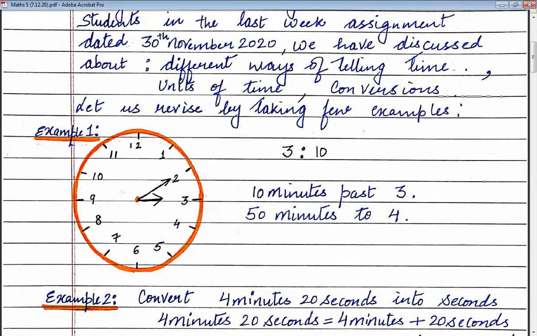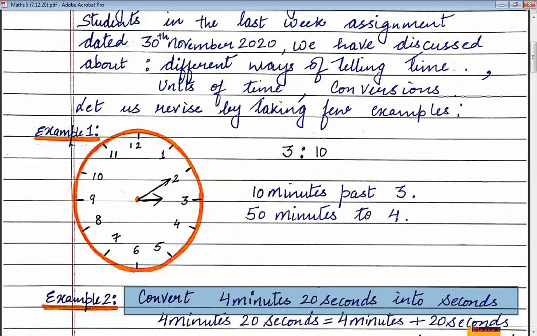Now let us read example number 2. Now this is a conversion question. This is a conversion question, and you have to convert 4 minutes 20 seconds into seconds. Now children, you have to convert 4 minutes 20 seconds into seconds.